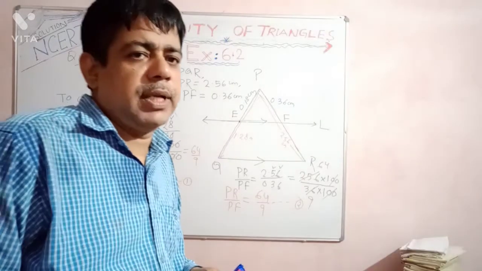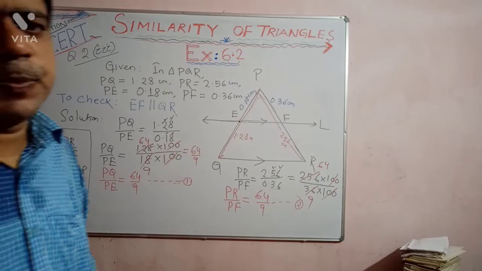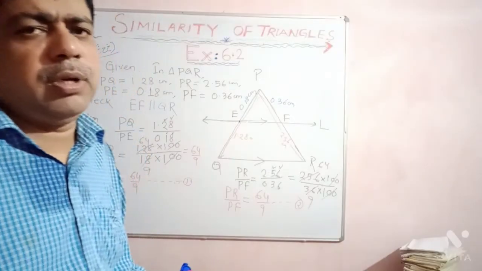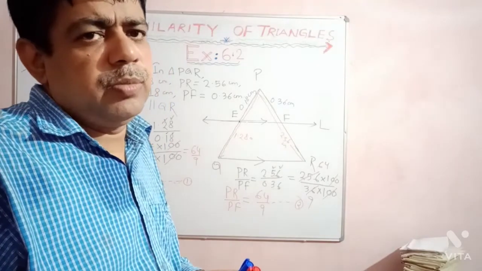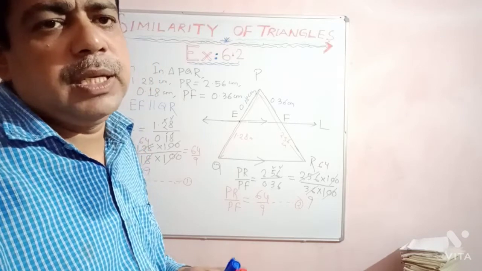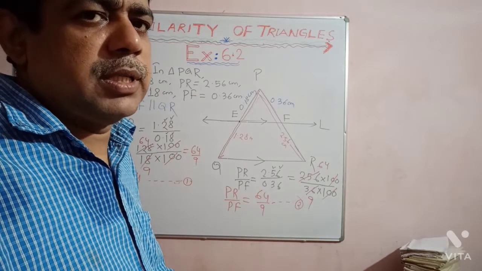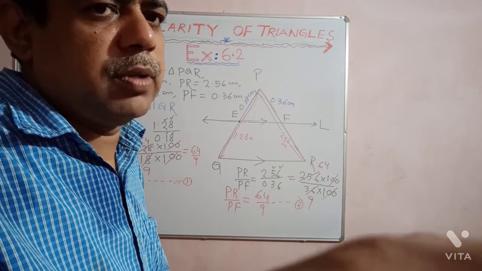This is how you can check: if a line is given and their corresponding parts are given, you can use the corollary of the basic proportional theorem and its converse, and you can check whether the lines are parallel or not. Understand? So let's practice it. And you follow similar types of questions also.